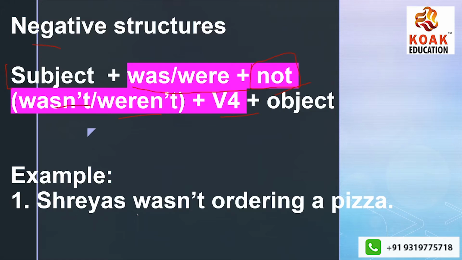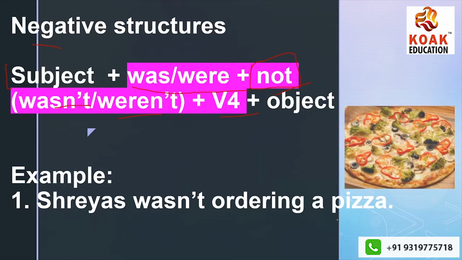For example, Shreyas wasn't ordering a pizza. So, was not ordering. The ing itself shows that it is past continuous, and n't, the tag for not, shows that it is a negative structure sentence.